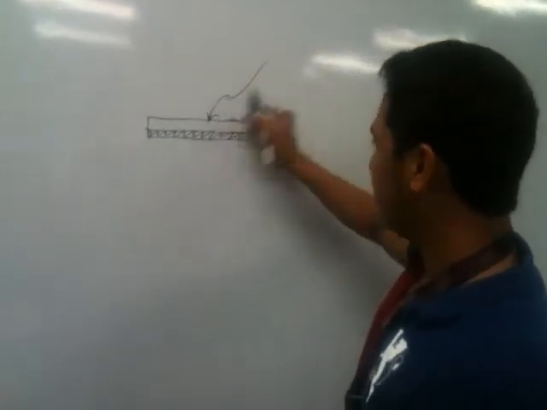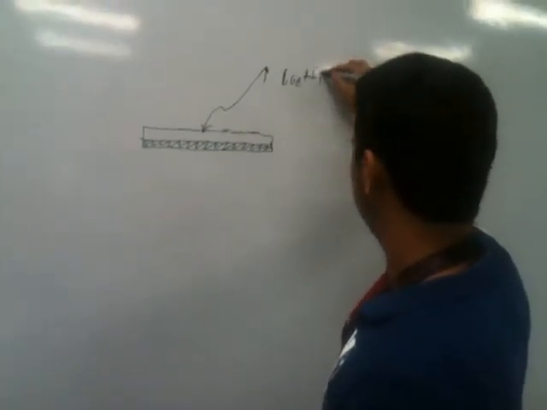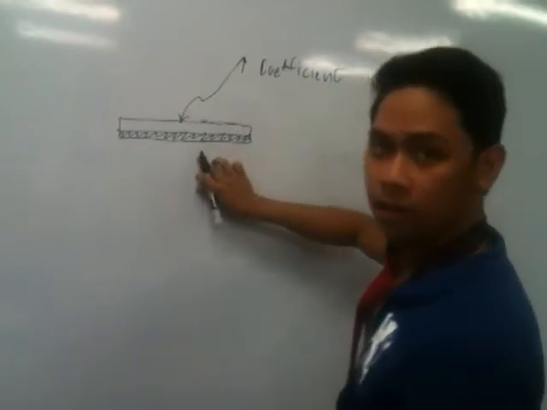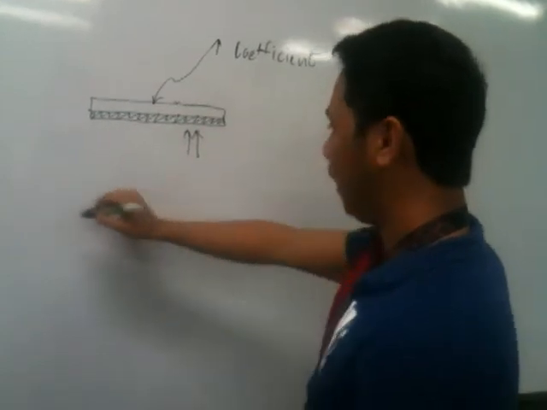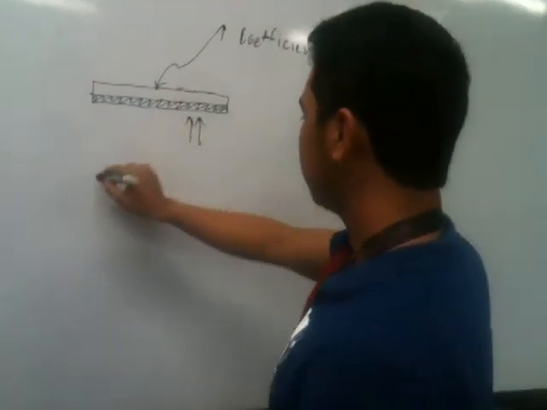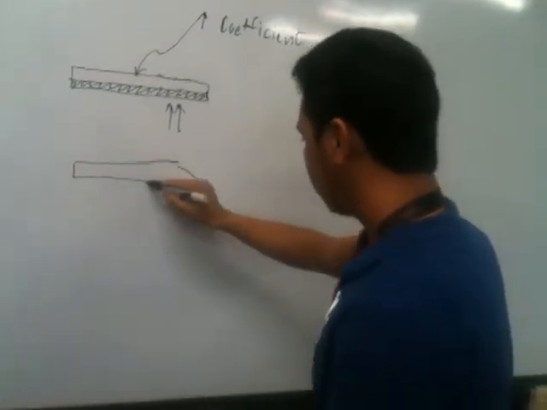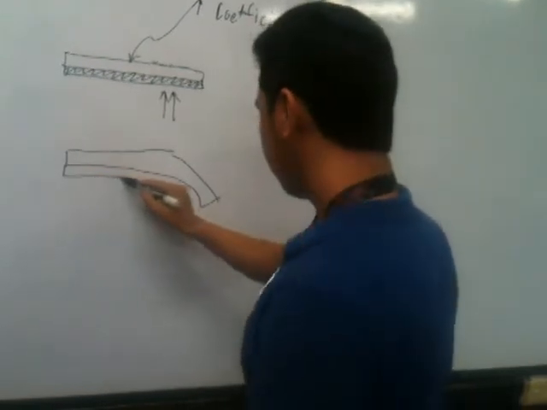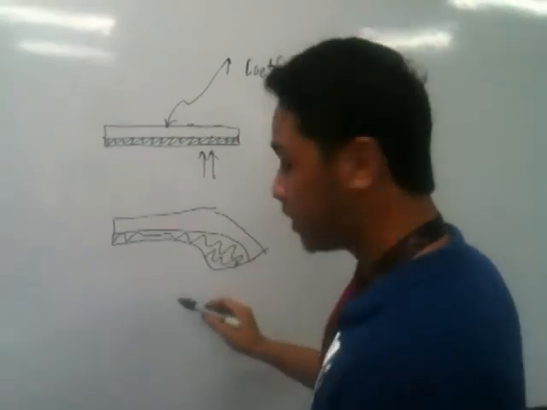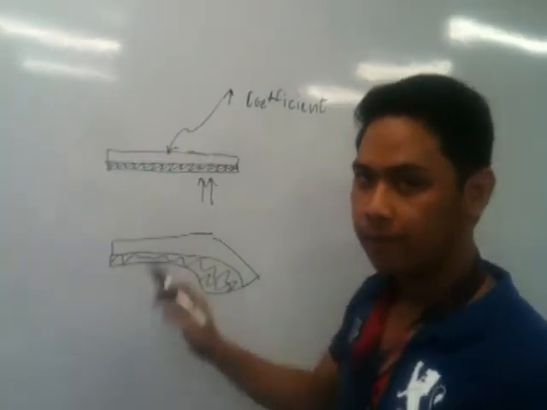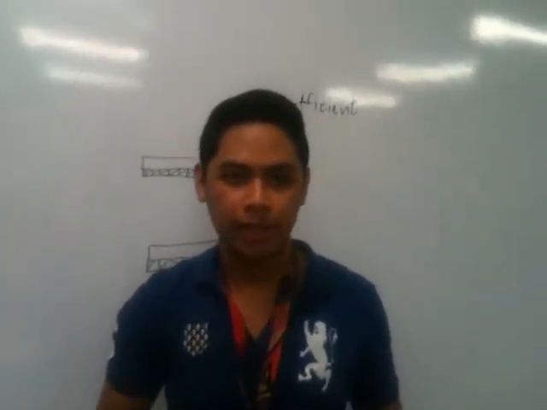If this is the metal with the greater thermal coefficient, and this is the lower thermal coefficient, when we apply heat here, due to thermal expansion, the bimetallic strip will expand like this. The difference in expansion will force the bimetallic strip to bend. Some applications of this bimetallic strip are thermometers, thermostats, and fire alarms.